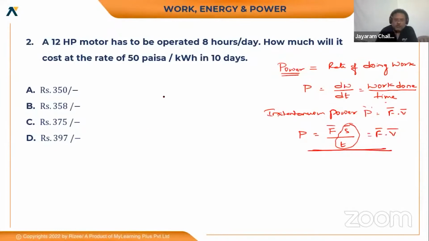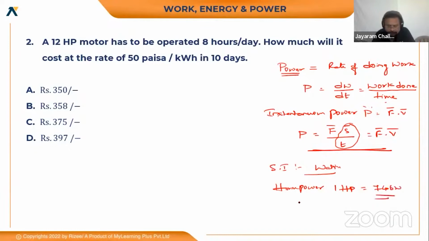Okay. So what is the SI unit of power? The SI unit of power is watts, or in most cases we will also be using the horsepower. 1 HP, 1 horsepower, is equal to how much? 746 watts.